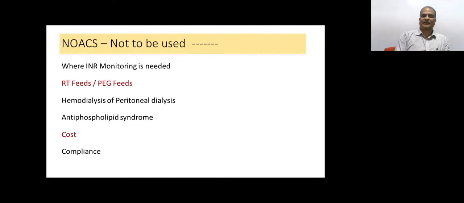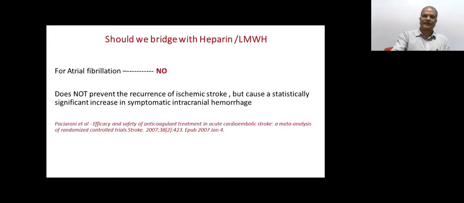Hemodialysis and peritoneal dialysis, again, because of the washout, drugs may not work. And of course, antiphospholipid syndrome, we just saw that you should not give NOACs. And of course, the cost and compliance. Another question is whether we should bridge. This is a common thing: a patient comes with atrial fibrillation, stroke, you have thrombolyzed, everything, and the patient is better.